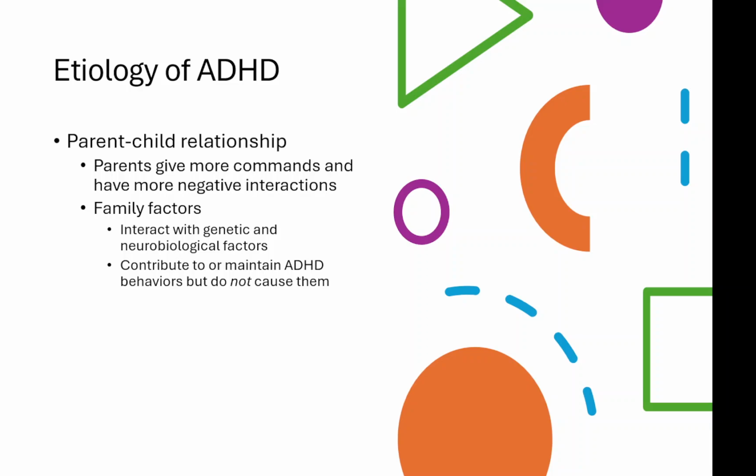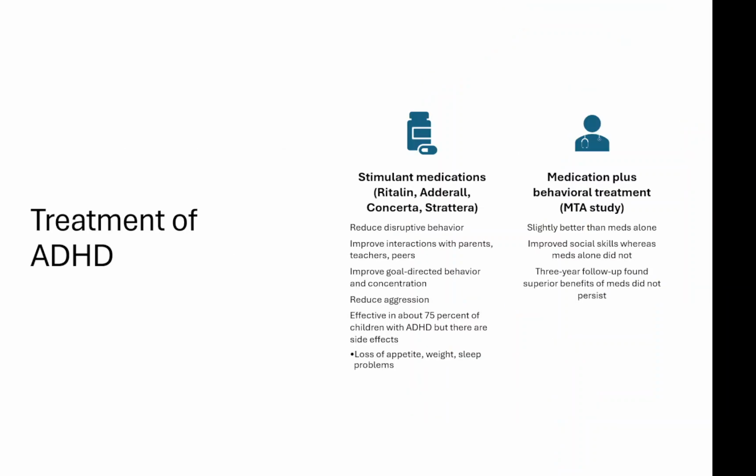All right, so now let's talk about how we treat ADHD. The most common treatment for ADHD is stimulant medications. Some of the common ones that you've probably heard before are Ritalin, Adderall, Concerta, Strattera. These medications help reduce disruptive behaviors, improve interactions with adults and peers, and provide more positive feedback compared to the typical negative feedback children with ADHD so often experience. They also engage in goal-directed behavior and concentration and reduce aggression in approximately 75% of children.